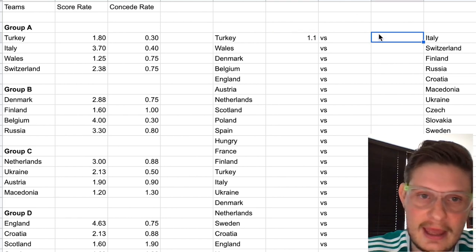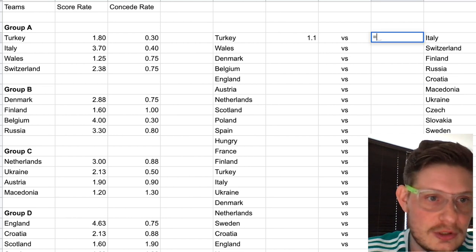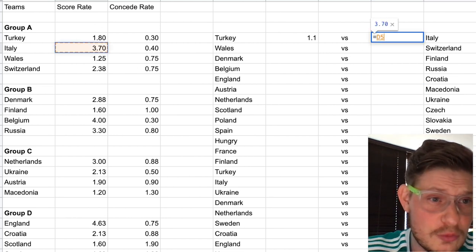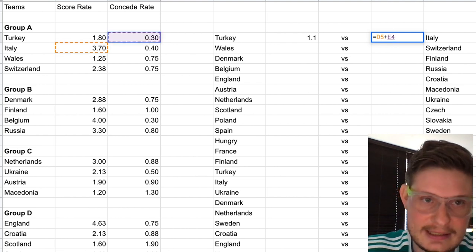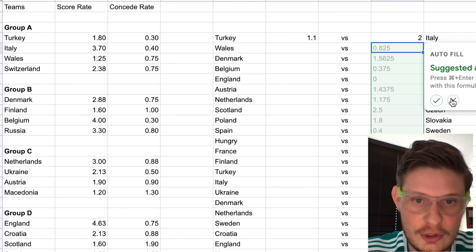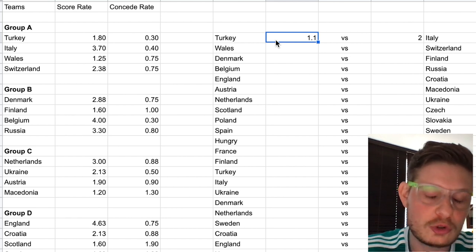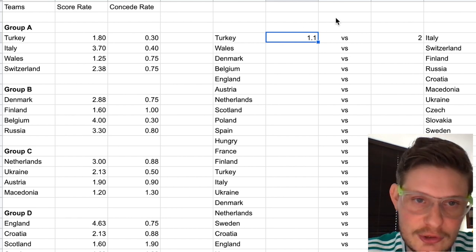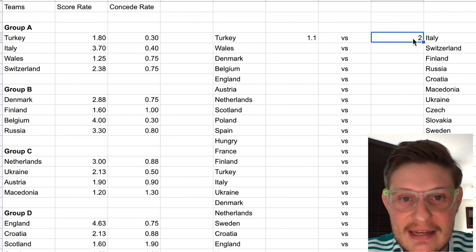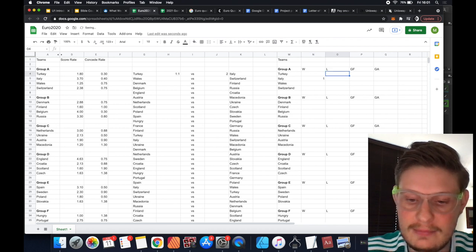versus Italy. Let me also just put this in the middle. Italy, like I said, normally scores 3.7 goals, which is quite high. Turkey, however, concedes fewer goals than Italy. But I think that high goal rate means Italy, according to this model, is going to win the match. So we can see that it's going to be 2 goals for Italy, 1.1 for Turkey. Of course, we're going to be rounding those numbers because you don't score 1.1. And essentially, with Italy, we would say that Italy wins that game, Turkey loses that game.